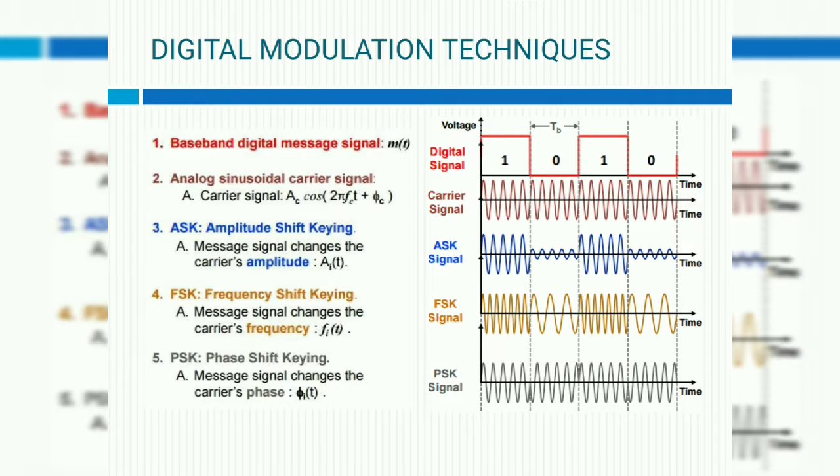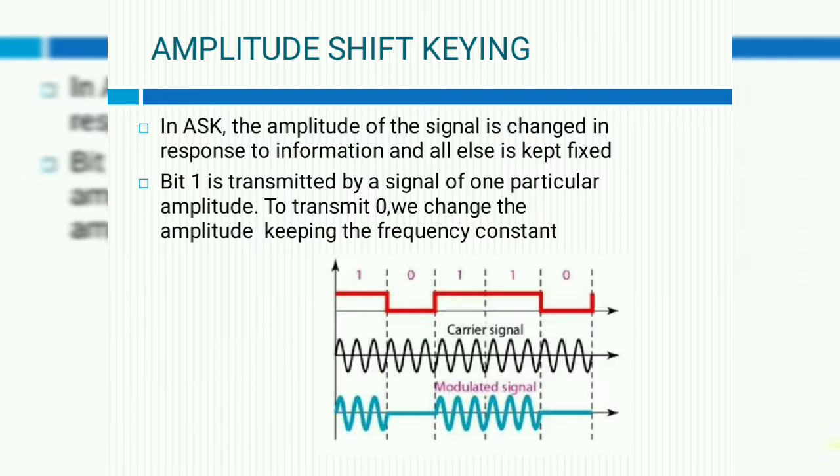Next, frequency shift keying. In frequency shift keying, whenever there is a 1, the same carrier is passed. Whenever there is a 0, the frequency of the carrier is varied. Next, in phase shift keying, whenever there is a 1, the same phase of the carrier is passed. Whenever the binary data changes from 1 to 0, the carrier is shifted by 180 degrees. This is known as phase shift keying.